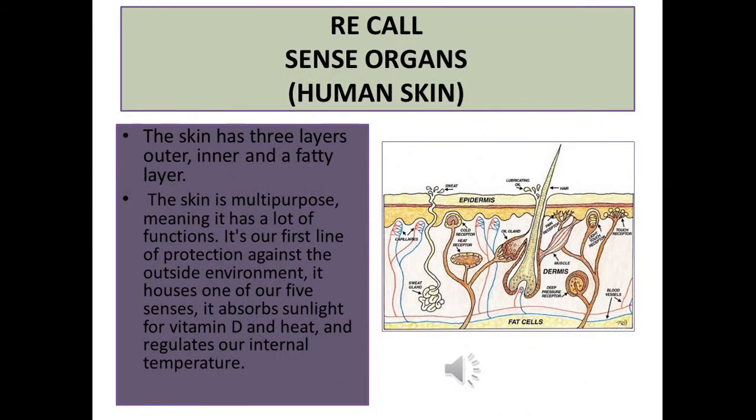The skin has 3 layers: outer, inner and a fatty layer. The skin is multi-purpose, meaning it has a lot of functions. It's our first line of protection against the outside environment. It houses one of our 5 senses. It absorbs sunlight for vitamin D and heat, and regulates our internal temperature.